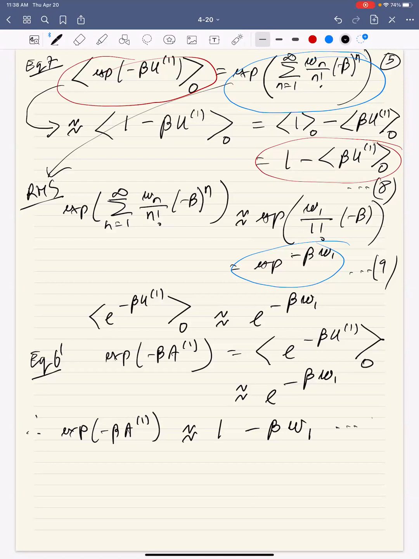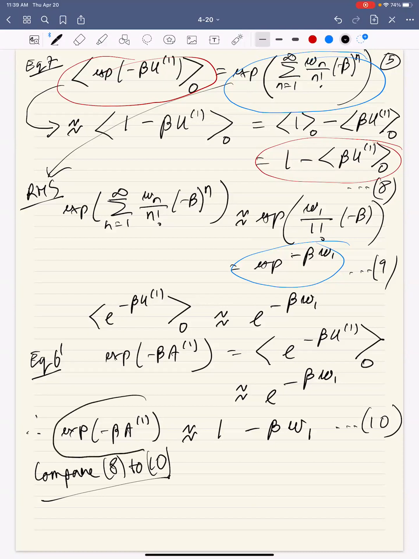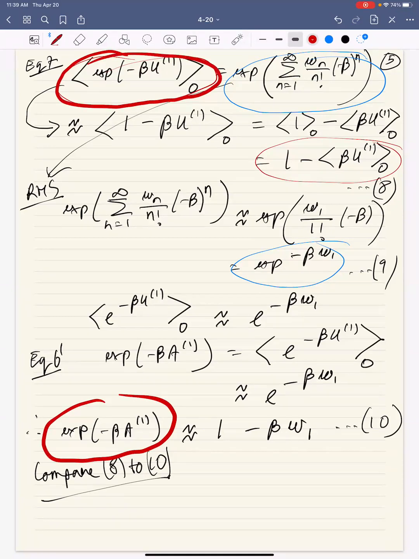Let's call this equation 10. Now compare 10 with equation 8. I will go over the steps once again. If it looks a bit confusing, it will become clear. Compare 8 to 10. The left-hand sides of 8 and 10 are the same thing. E to the power minus beta A1 is the same as the ensemble average of this thing over here, which is the same as this thing over here. That's the perturbation relation.